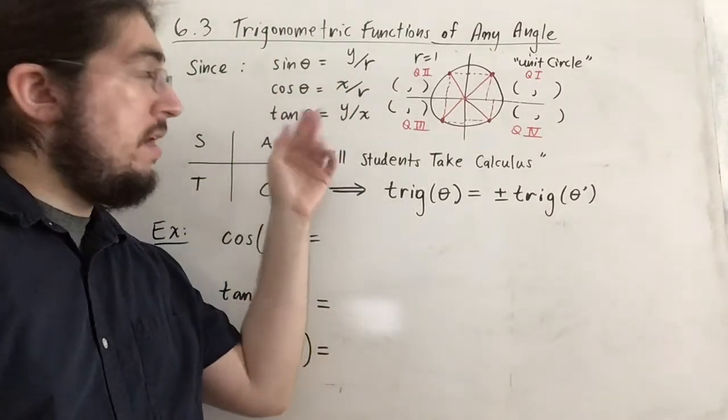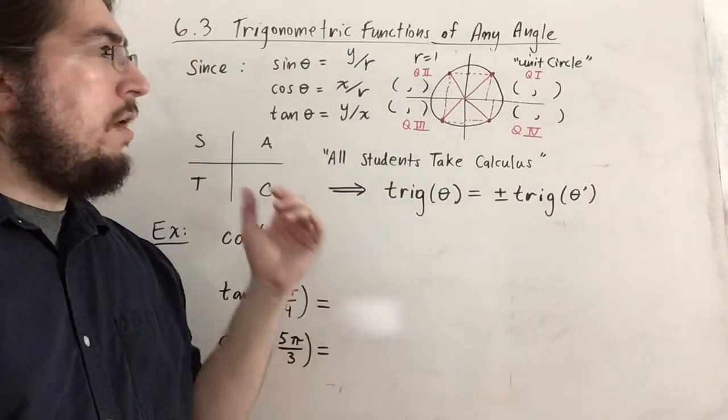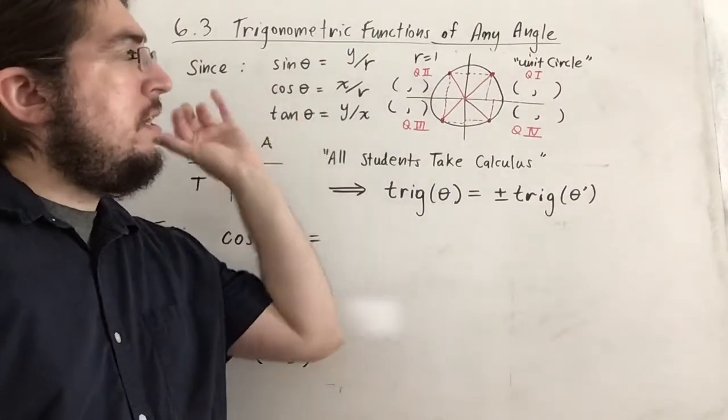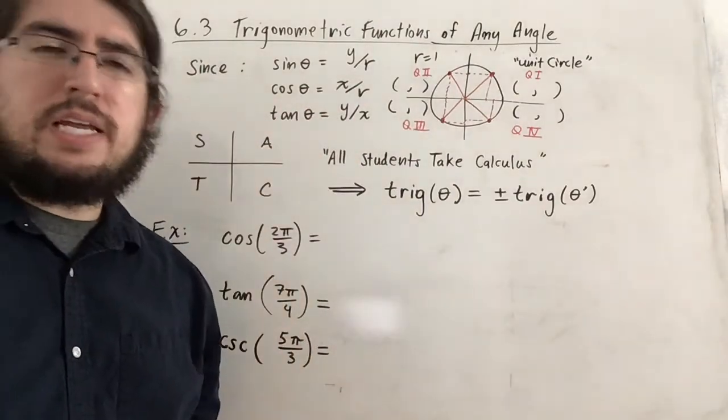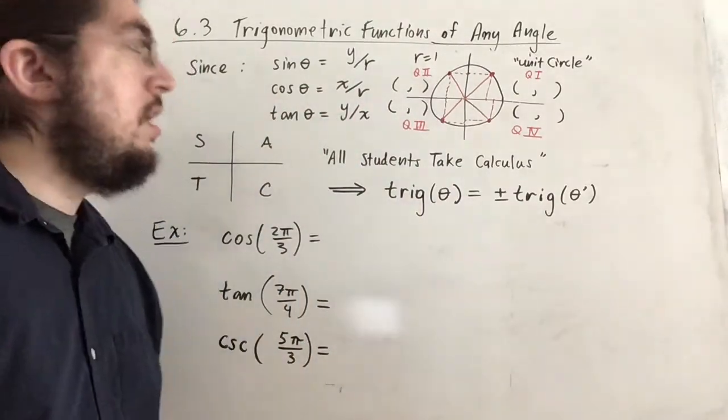So here I say since sine, cosine, and tangent are defined to be y over r, x over r, and y over x respectively, it wouldn't be a bad idea to consider the unit circle, that is when r is equal to 1, because that makes sine and cosine easier to find, like I mentioned previously.